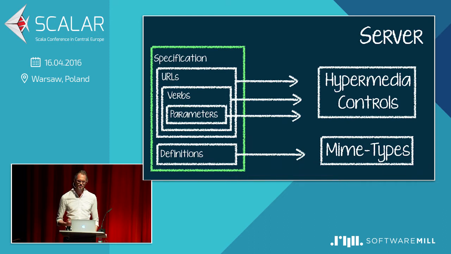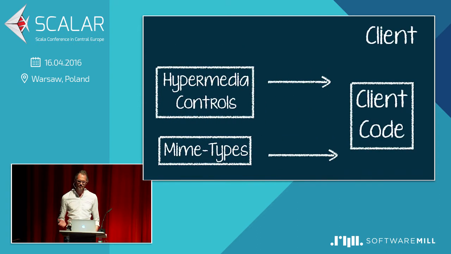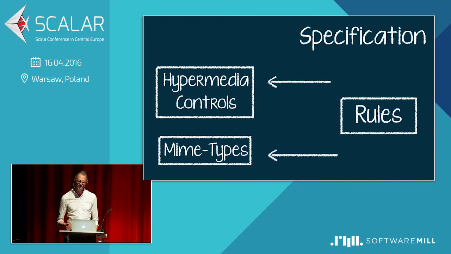And then in such a specification, you have the definitions, the model definitions. You also have URLs, verbs, parameters. You would like to generate for that the server side, the hypermedia controls, and the MIME types directly from the model. The other way around, generate then from that the hypermedia controls and the MIME types towards the client. Client code can also be generated for a quite big part of it. The problem with it is that in specifications you need to add rules how to generate these hypermedia controls, how to generate these MIME types. And those rules are at this moment missing in almost all the specifications or the specification formats.